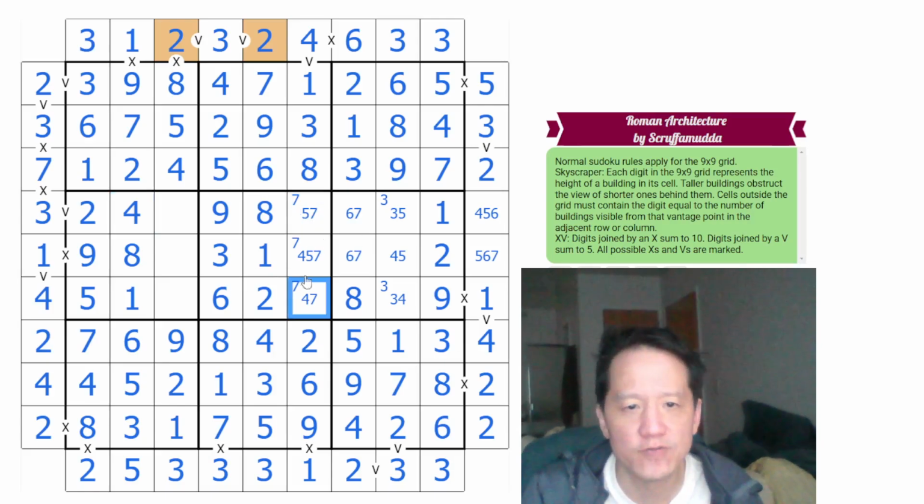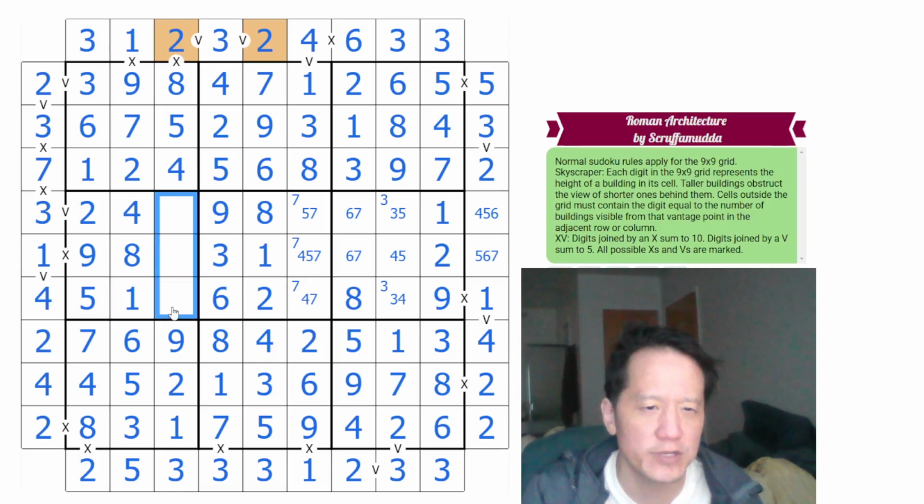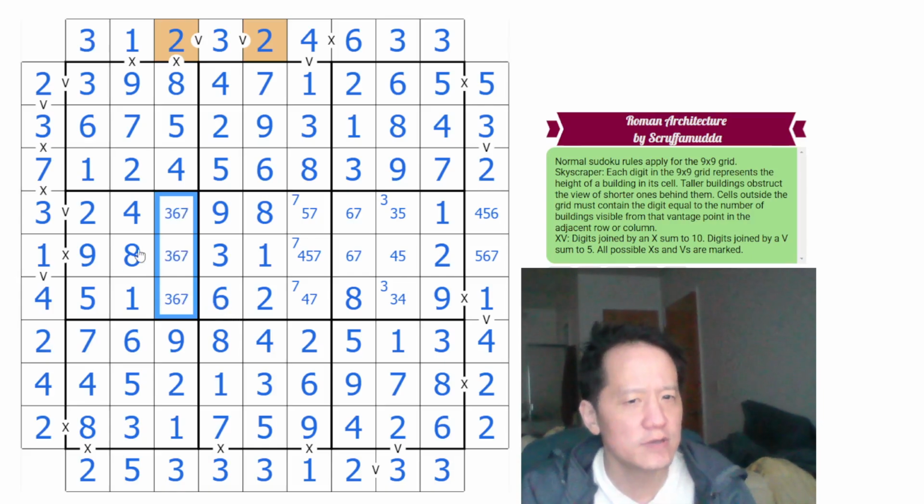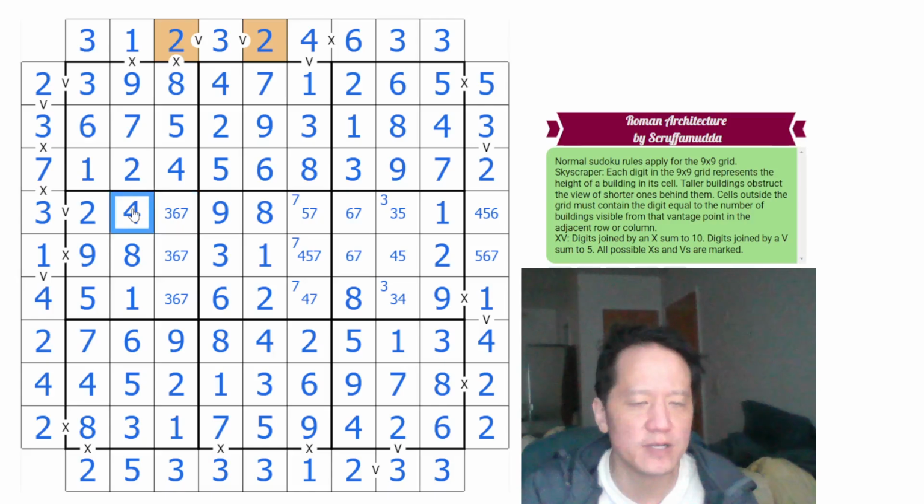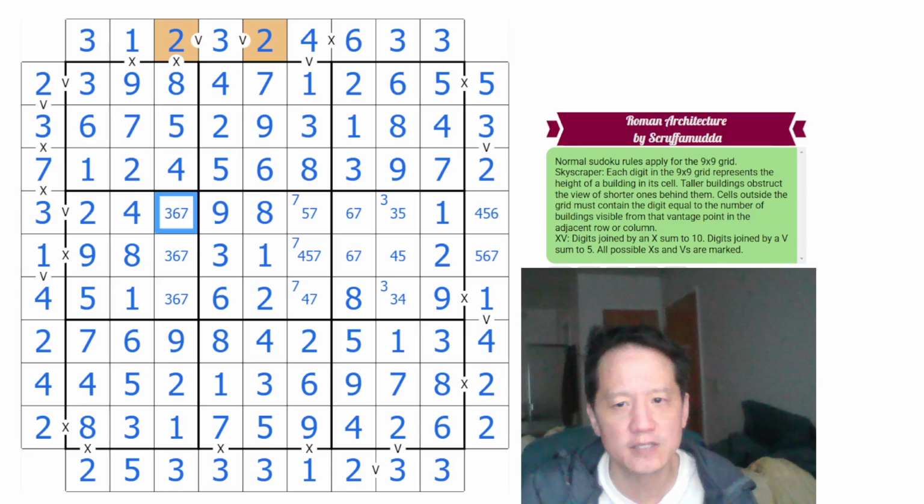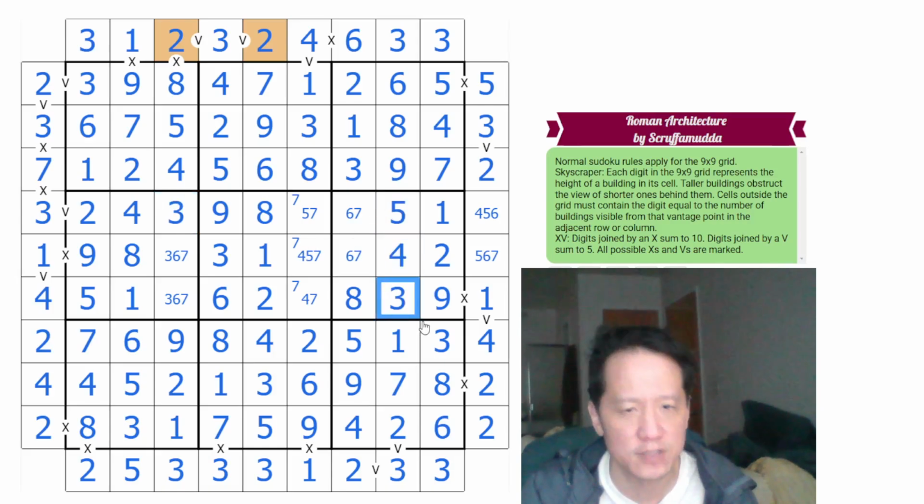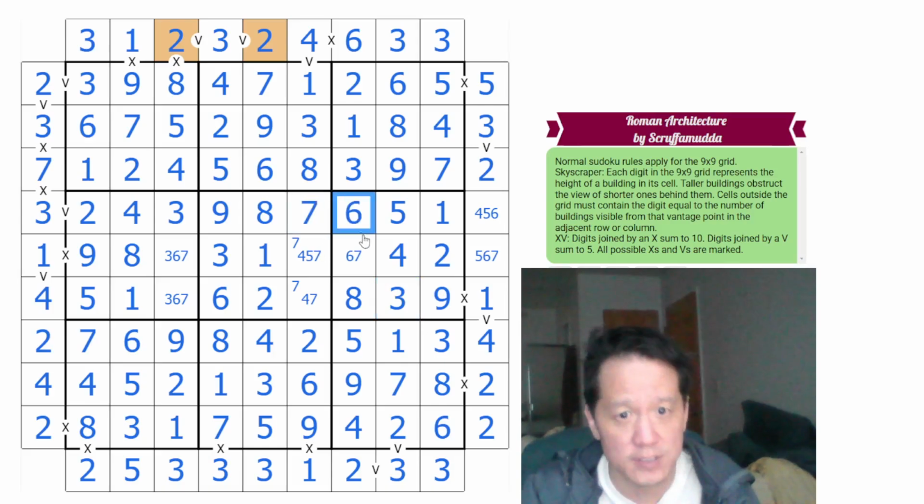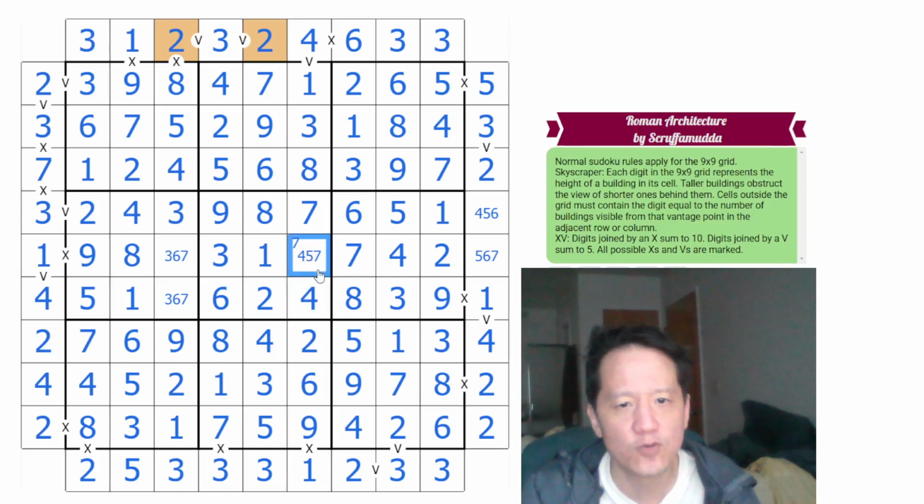This can't be 4. Remaining digits here are 3, 6, and 7. But this one has to be not seen because we see these 2 already in the 9. So this has to be a 3, which makes this a 5, which makes this 4, which makes that 3. That makes that 7. This is 6. This is 7. This now must be 4. This is a 5. This can't be 3 or 7, so this is 6.